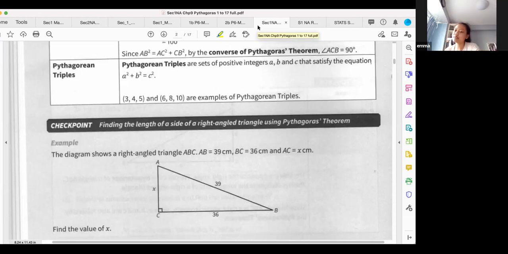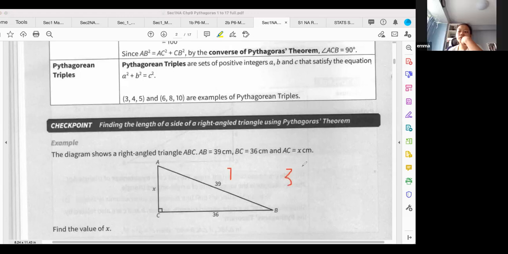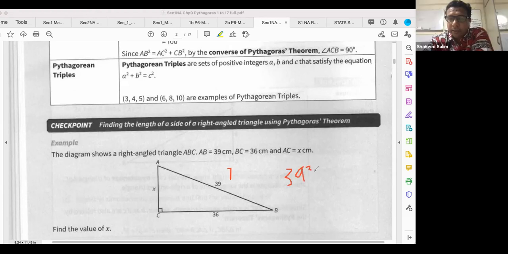Does it become 36 squared? Let's write it. Maybe we do the first one together, okay? So 39 squared equals x squared plus 36 squared. Then you leave x squared on this side, okay? So 39 squared minus 36 squared equals x squared. So you find out what this is.